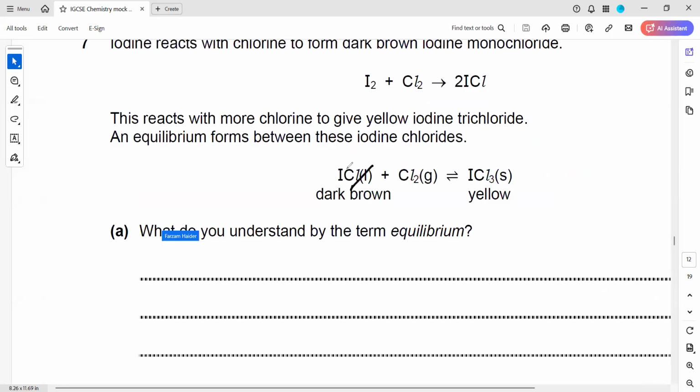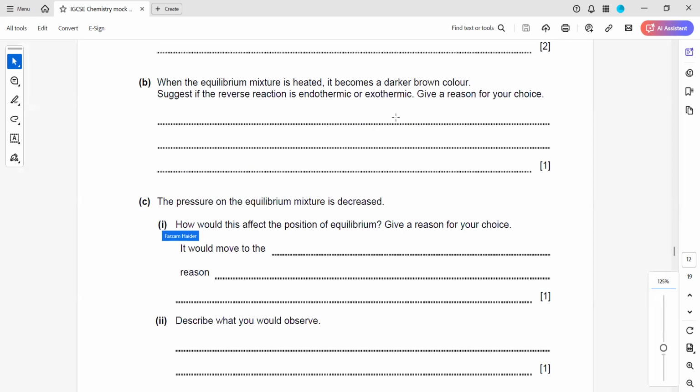When you see this is a liquid, there is no effect on the liquid. This is a solid, no effect. So this is only a gas, so 1 mole of gas and 0 moles. When I decrease the pressure, the equilibrium will shift towards the side with more moles, so it will shift towards the left hand side. So what I have to say here: how would it affect the position? It will move towards the left hand side, the backward direction, and the reason is that there are more moles of gas.